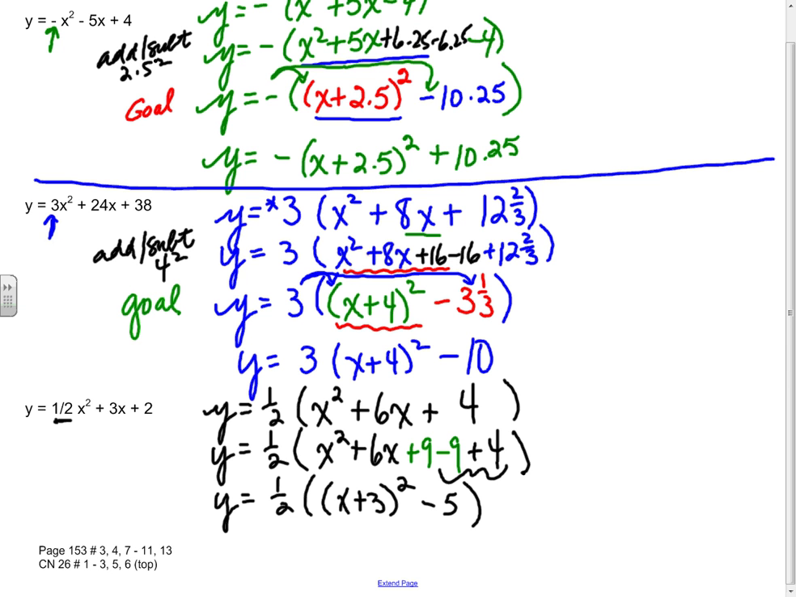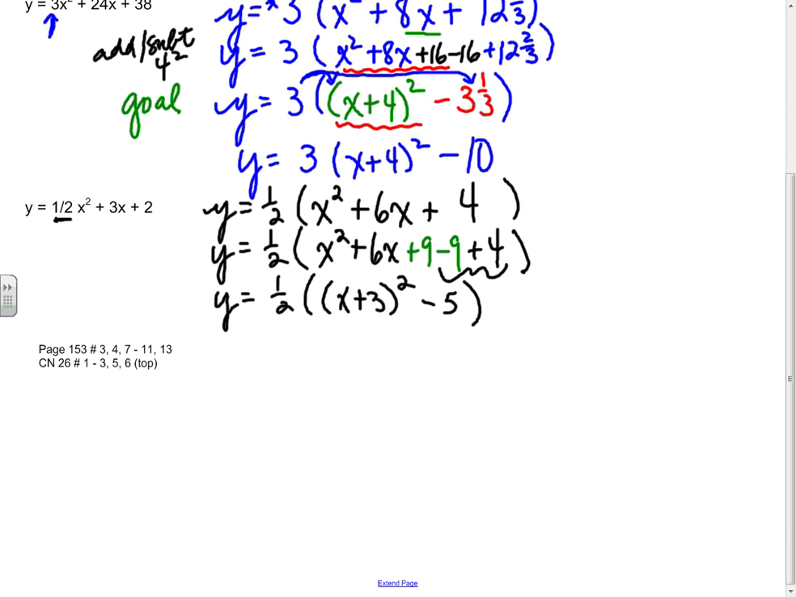I've completed the square, but it doesn't quite look like vertex form. I need to do distributive law with the half, which will leave me finally y equals a half x plus 3 squared. Distributive law, a half times minus 5 is minus 2 1/2. There, I have vertex form.